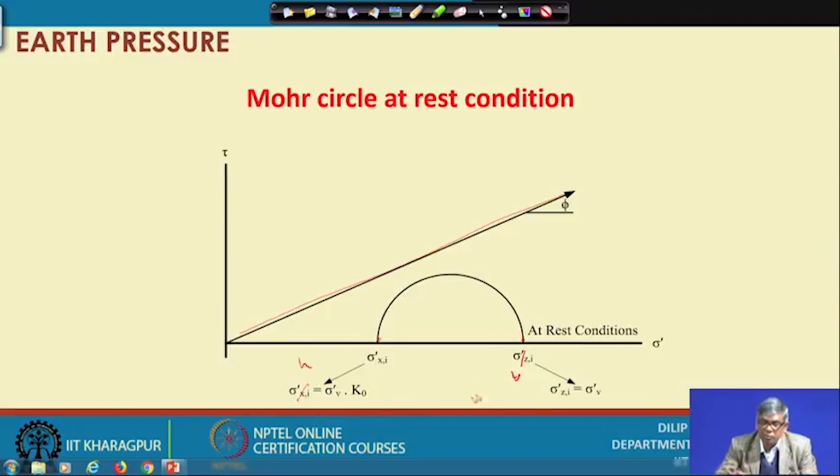So, if I draw a Mohr circle here, you can see as it is shown here, it will be much below the failure envelope, because it has not reached failure. When it reaches failure, it will become tangential, because in the Mohr circle we draw the tangent, and from there we find out.